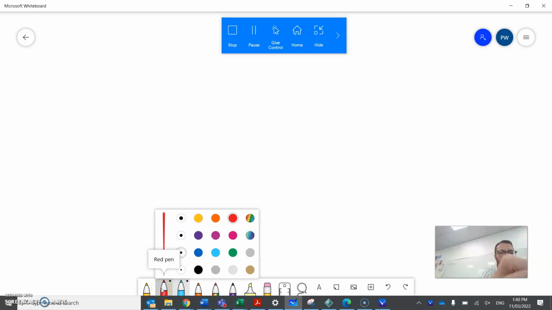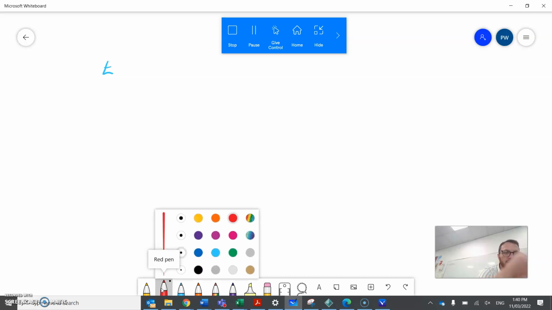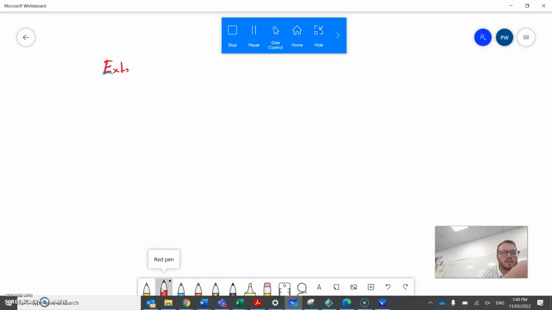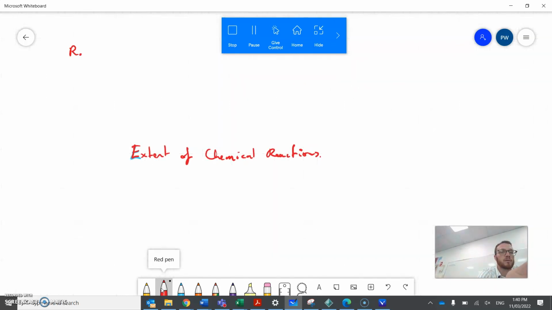Okay, our topic is extent of chemical reactions. So we've looked at rate, and now we're looking at extent. So if we do a bit of a recap, rate is essentially the change in concentration over the change in time, right? Whether that relates to the reactants or products, depending on how we look at it.